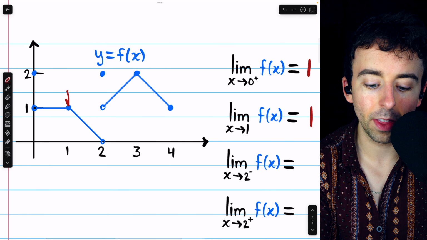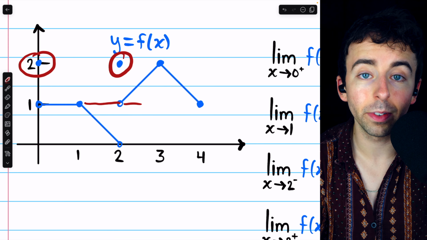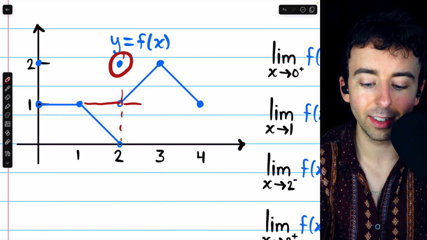Again, the function doesn't actually take on the value of 1 at x equals 2. It happens to take on a value of 2 when x is equal to 2. But that doesn't change the value of what's being approached. What's being approached is y equals 1. So the limit as x approaches 2 from the right is 1. Thus, the limit of f of x as x approaches 2 as a two-sided limit does not exist, because we saw that the limit from the left was 0, whereas the limit from the right was positive 1. Since those one-sided limits are not equal, the two-sided limit does not exist, so we'll write DNE.